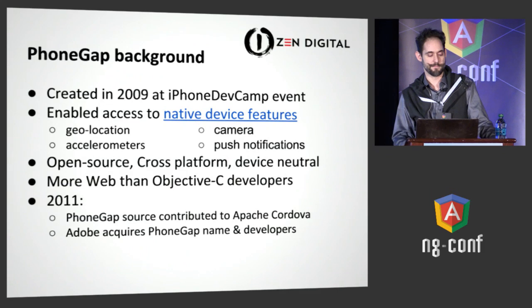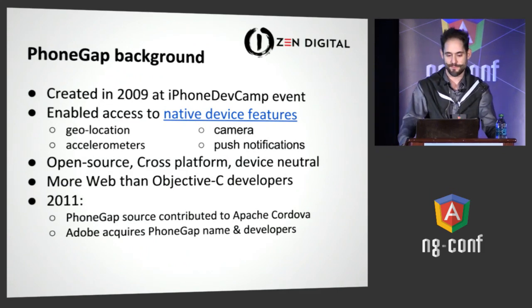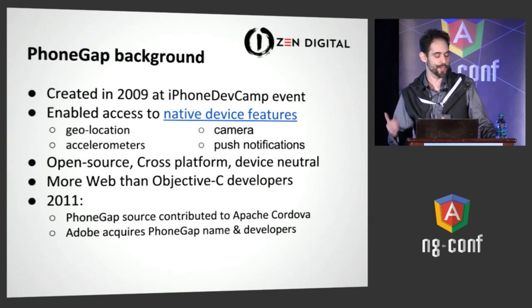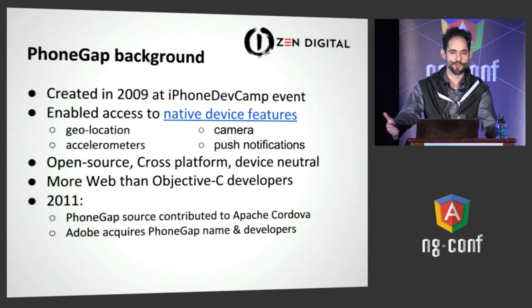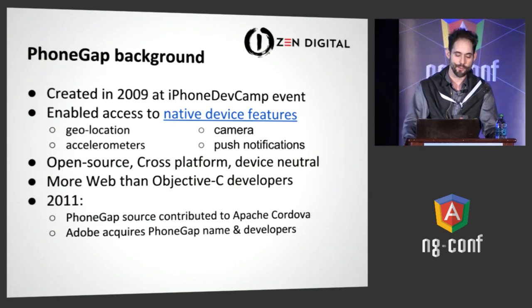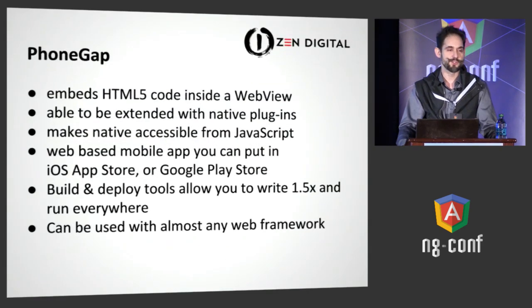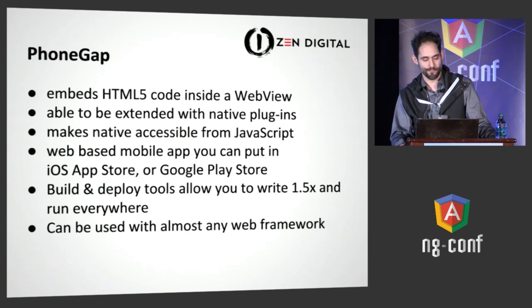PhoneGap background. PhoneGap was created in 2009. It enabled access to the native device features, such as geolocation, accelerometers, cameras, push notifications. It's open source, cross-platform. It's device neutral. There's more web developers than Objective-C developers. And in 2011, PhoneGap source got contributed to the Apache Cordova project, and Adobe acquired the PhoneGap name and their developers. So PhoneGap allows you to embed HTML5 code inside of a web view.